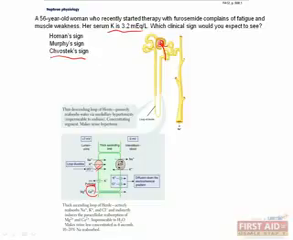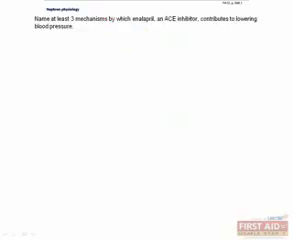Just as a reminder, Homan's sign is a very nonspecific finding associated with DVTs, and Murphy's sign is associated with cholecystitis. Let's do one more question.